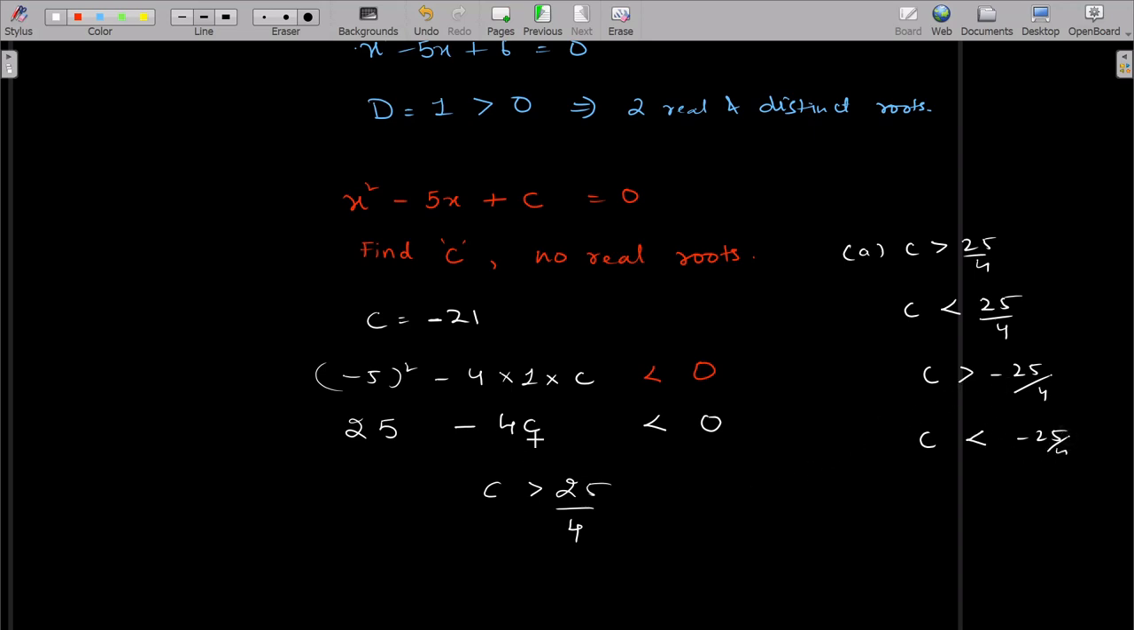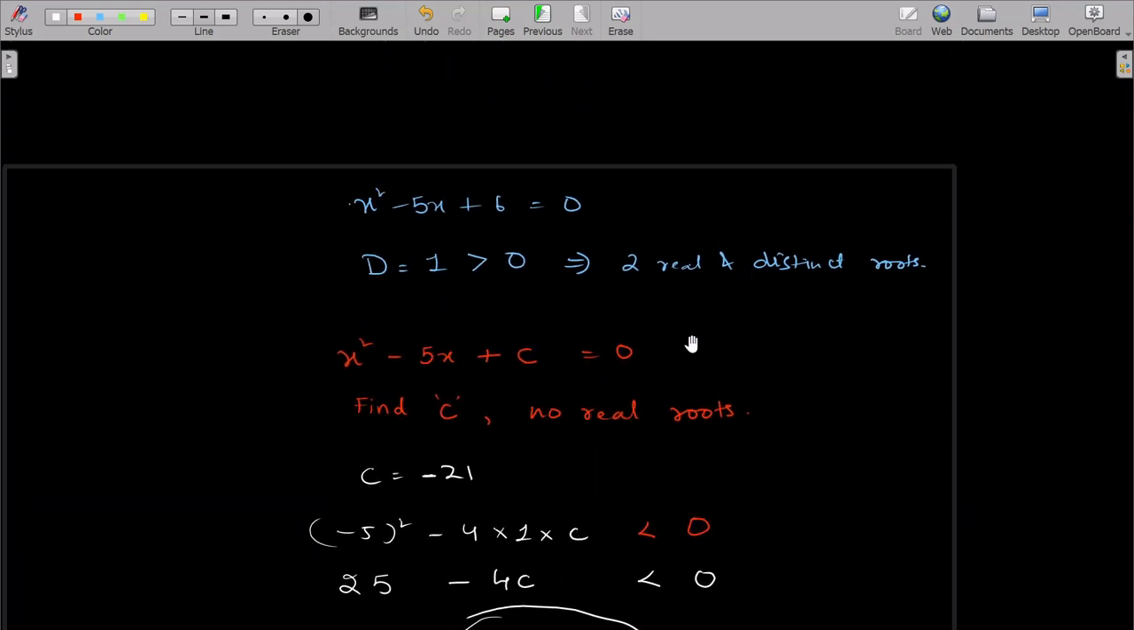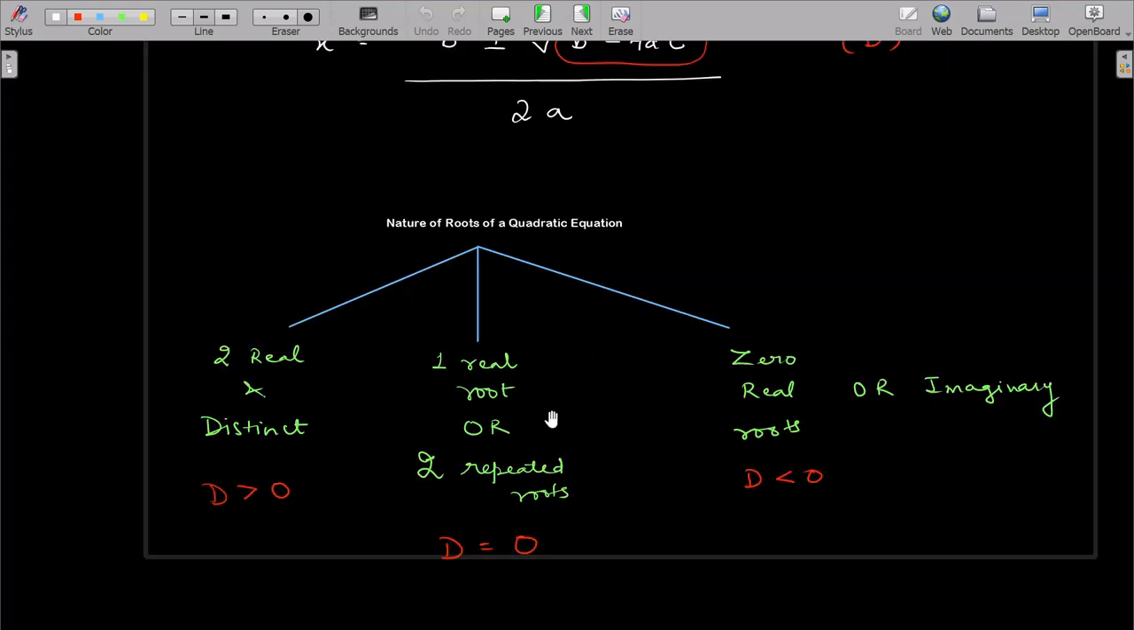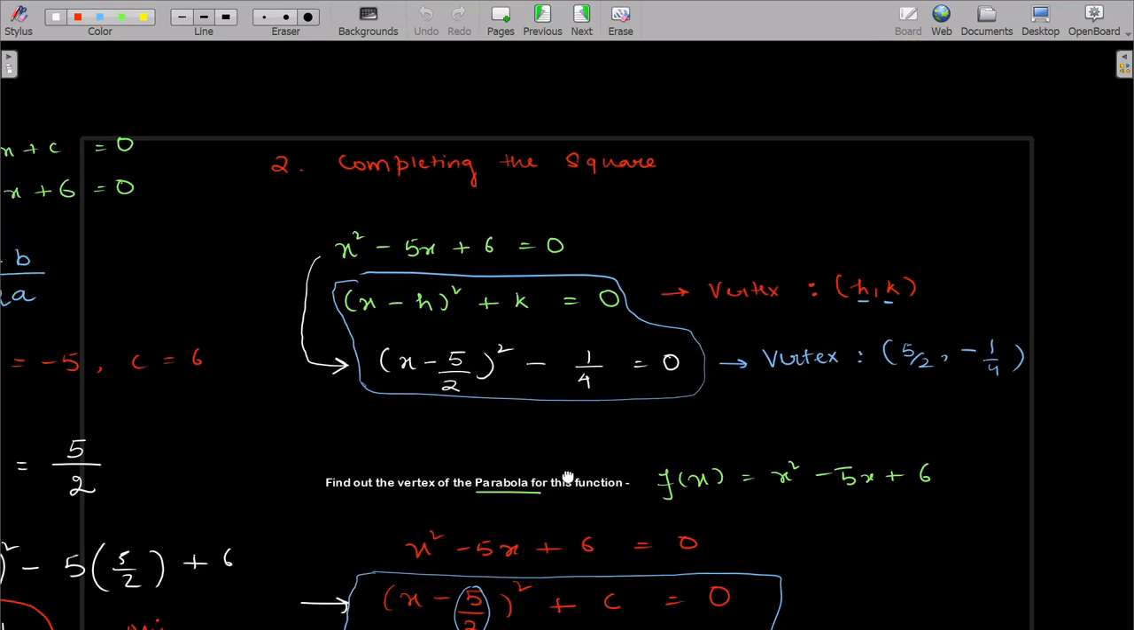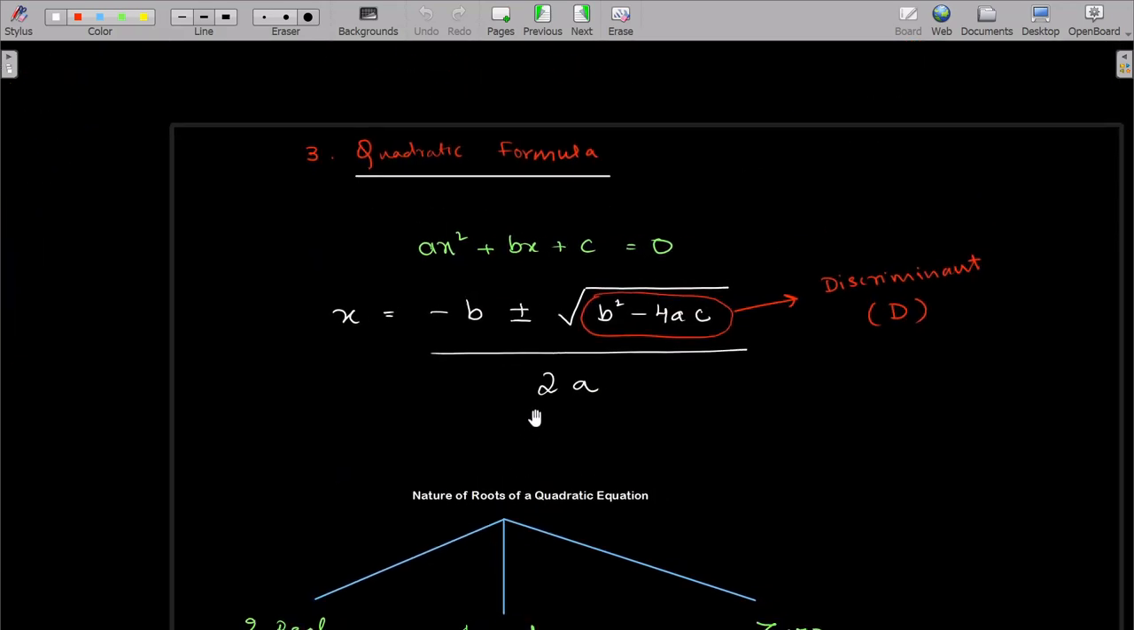So first solve your question, don't look at the options. When you get your answer, then look at the options. This is how you can get questions from the quadratic formula. I think we have done 3 methods: factoring, completing the square, and the quadratic formula.